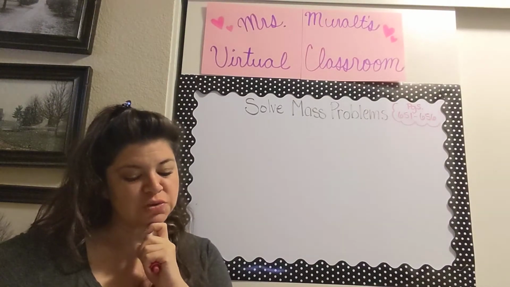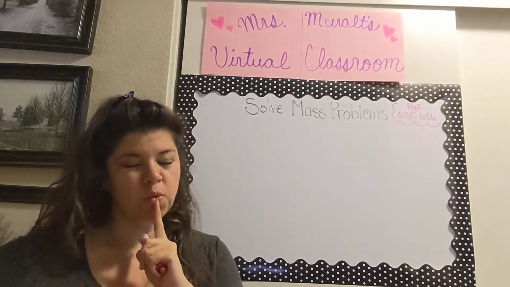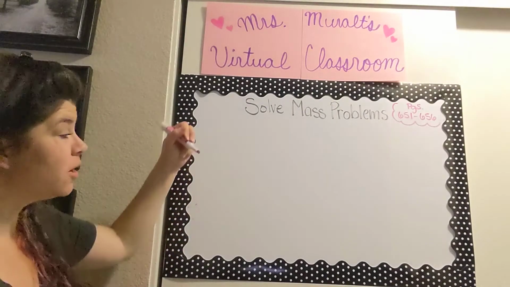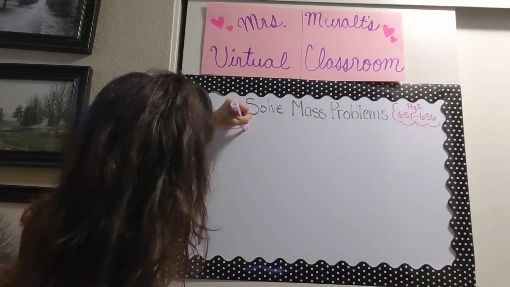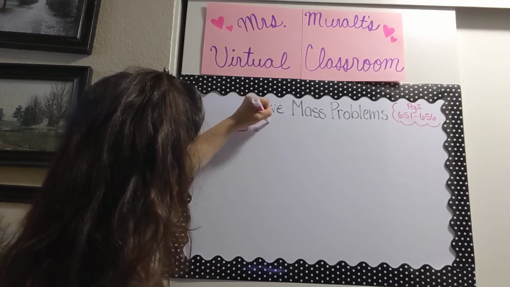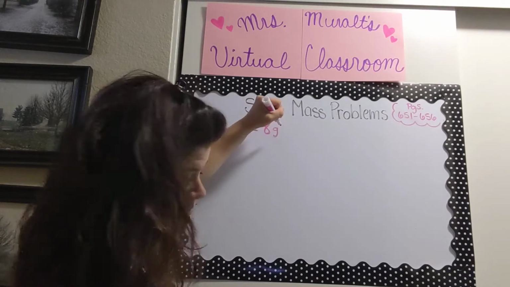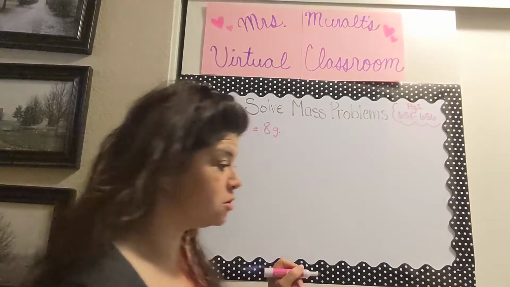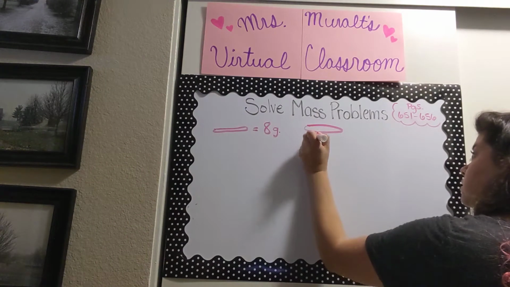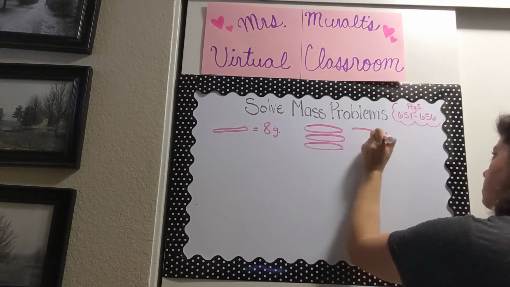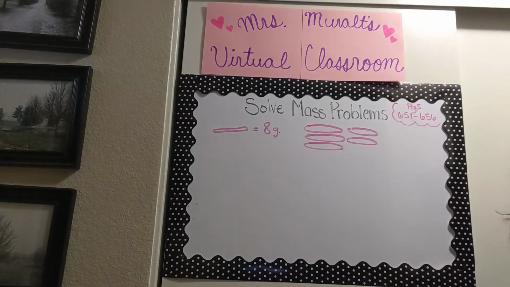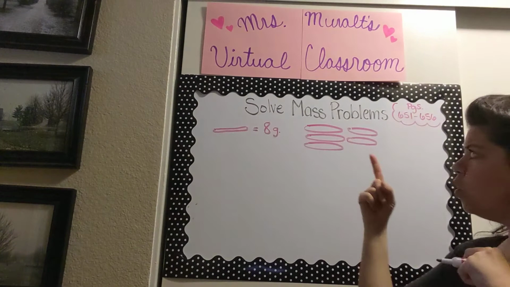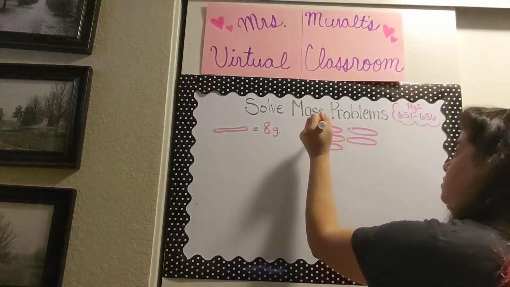The bucket balance shows the mass of 1 marker. What is the mass of 5 markers? So we know that 1 marker equals 8 grams. But we want to know if we had 5 of those markers. If we know 1 is 8 and I drew 5 markers, I would put an 8 on each one of those.